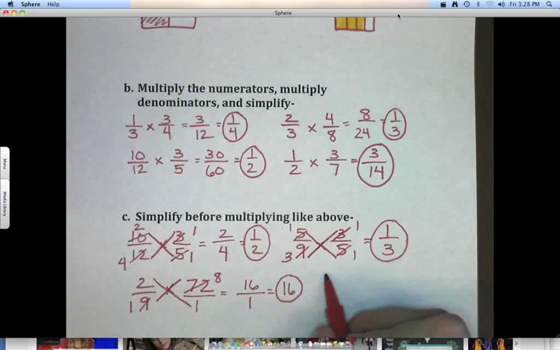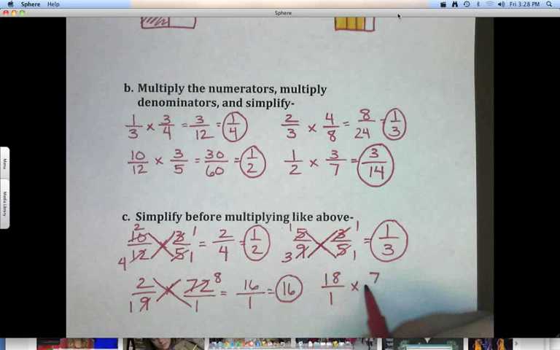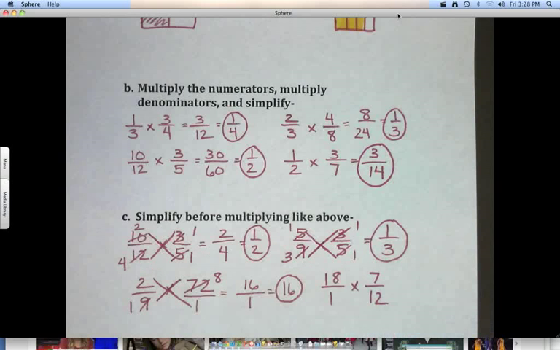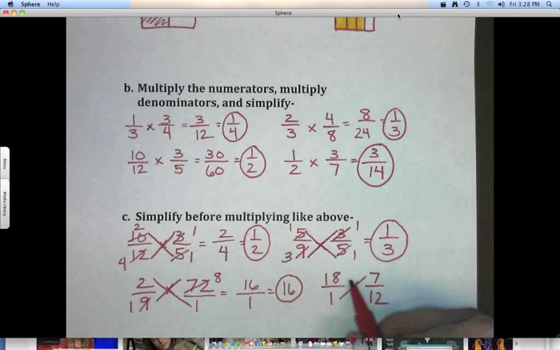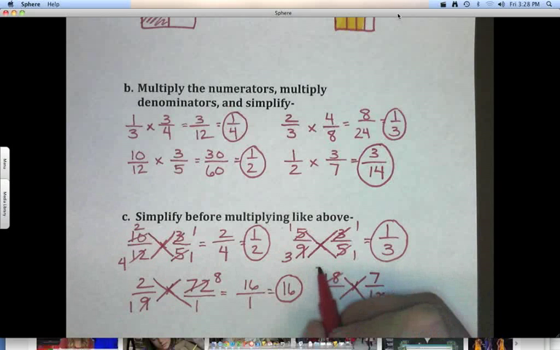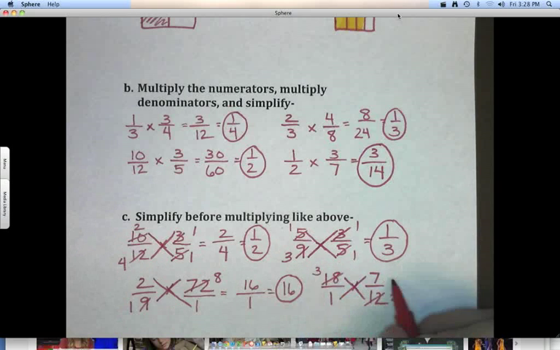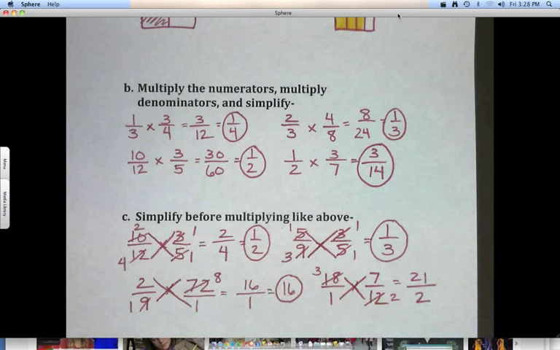And finally, the last problem. Let's say we have a whole number of 18 and we are multiplying it by 7/12. Again, 12 and 18 can be simplified. 6 goes into 12 2 times. 6 goes into 18 3 times. 3 times 7 equals 21. 1 times 2 equals 2. Now 21/2 is not simplified. It is an improper fraction.